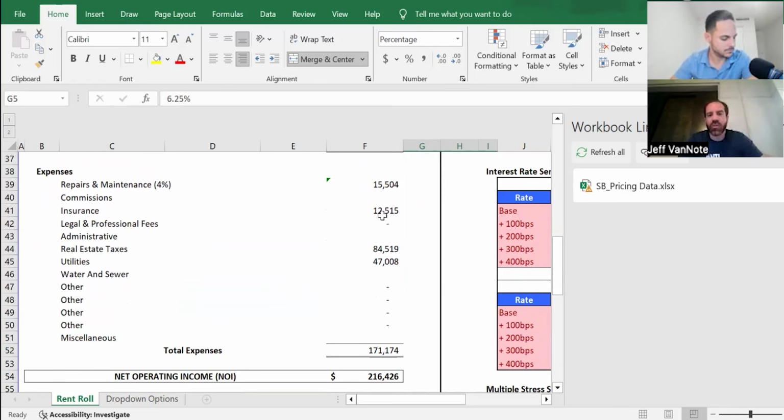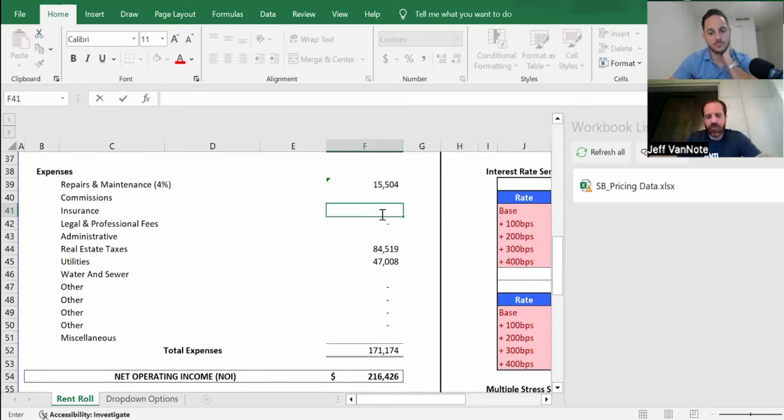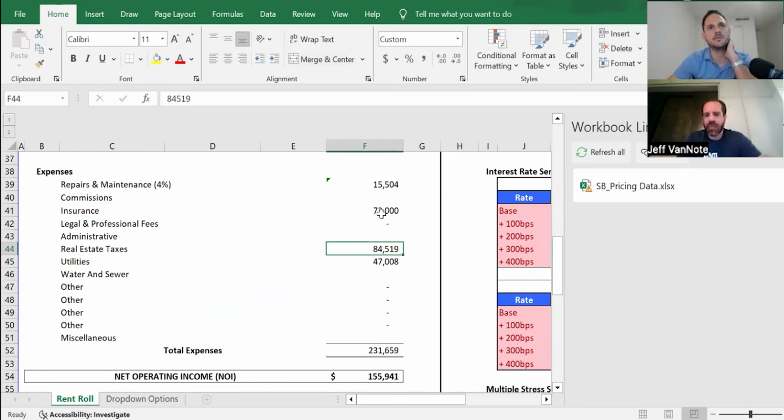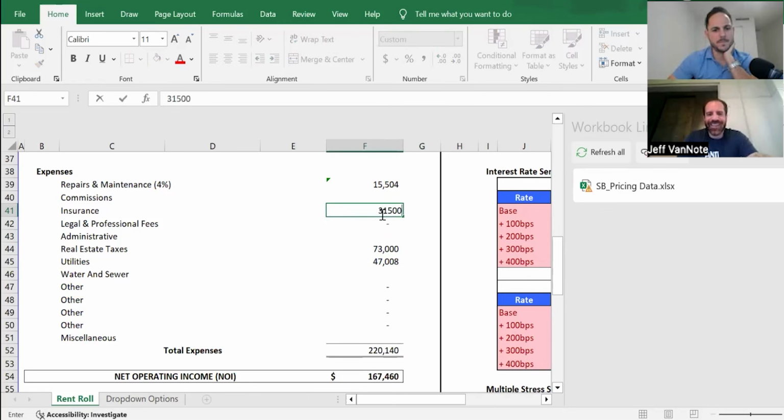So let's start off with the property insurance. I understand Florida is getting crushed with property insurance. What is the most recent insurance premium for this property? 73,000. Hold on, it's a big number. Got it. 73,000 was property taxes, not insurance. Sorry, I'm wrong. It's 31,500. I'm looking at the T12. I apologize for that, guys. Thank you, Henry, for catching that.